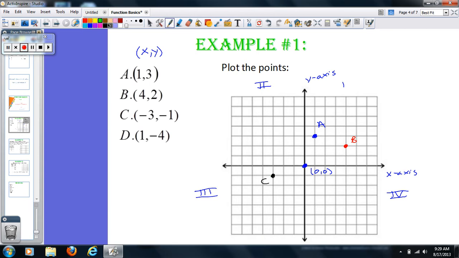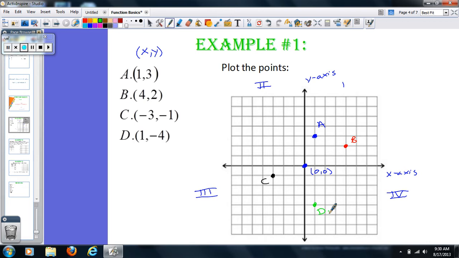And I will do green for D. And D is going to be, now we have a combination of a positive coordinate and a negative coordinate. So this time, X is going to be 1. So I'm going to go 1 on the X. And it says Y is -4. So I'm going to go down 1, 2, 3, 4. And this will be letter D.